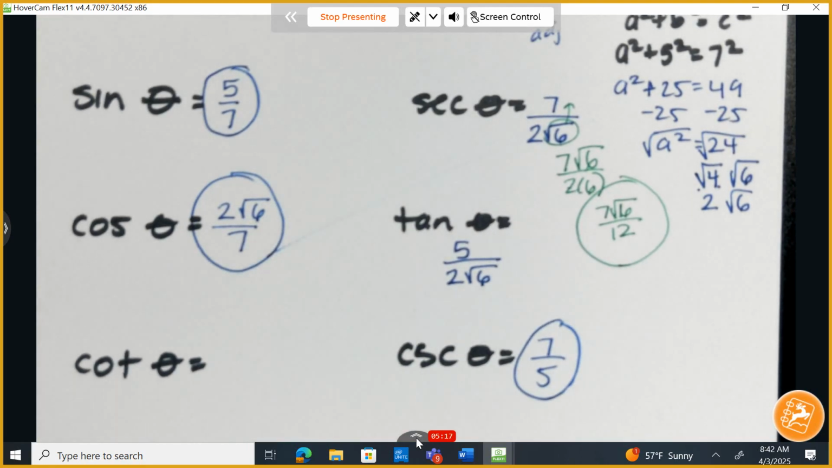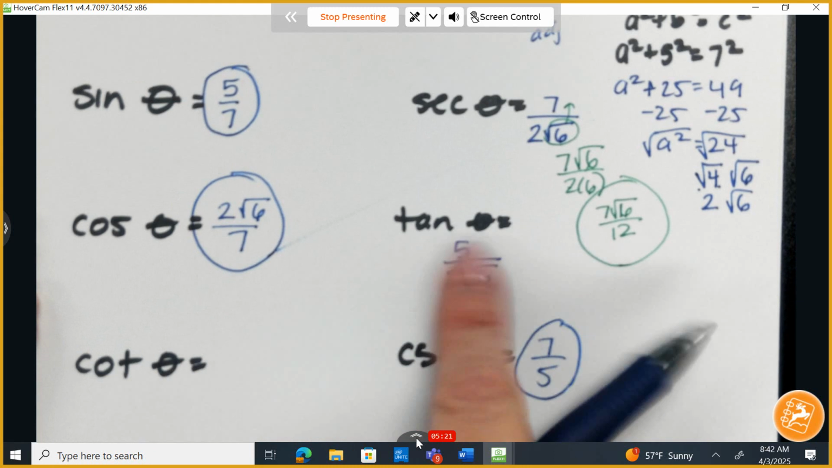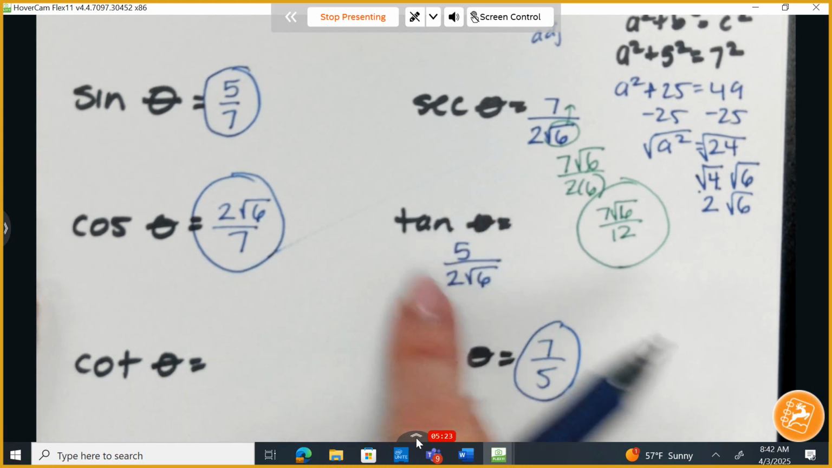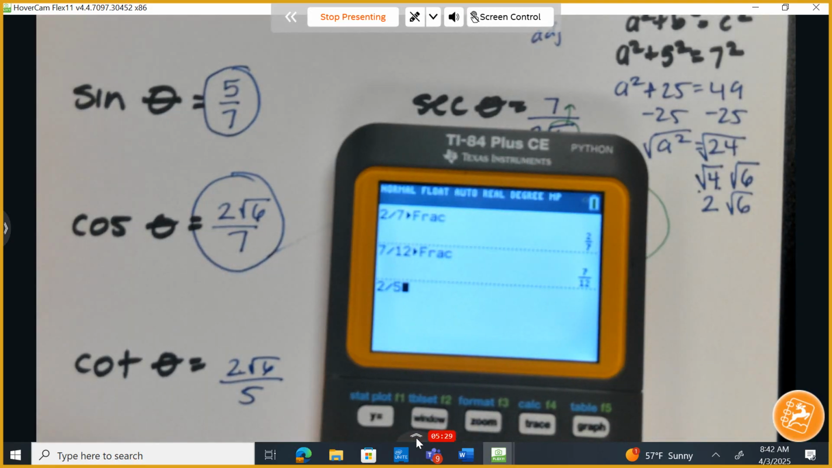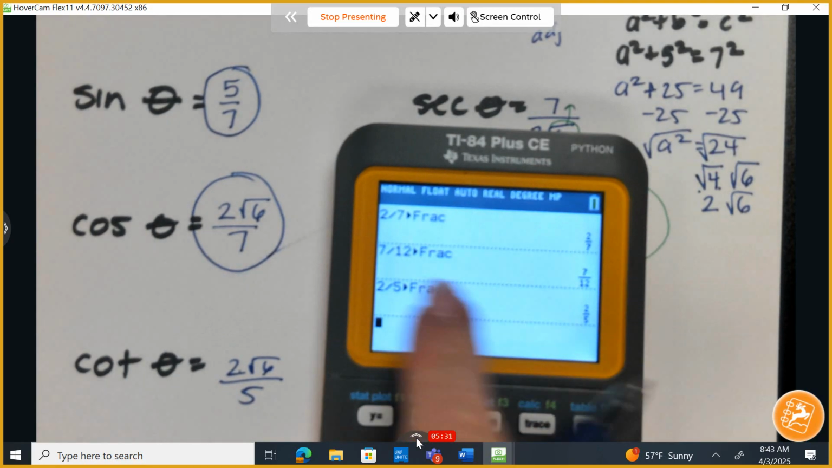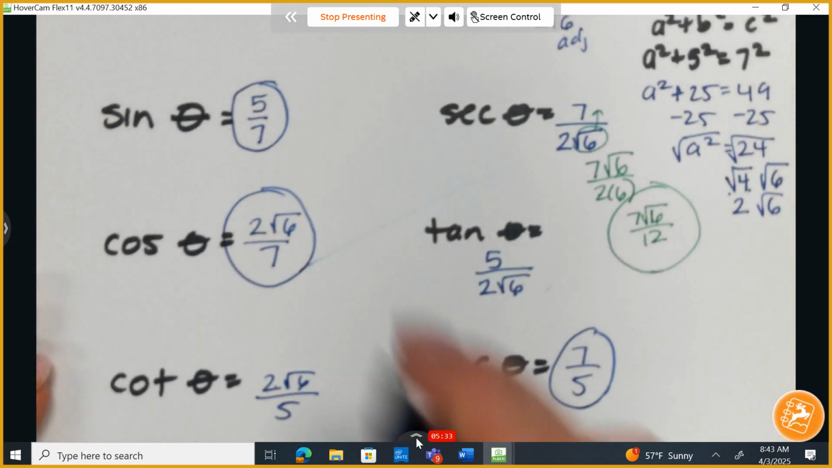Now before I even go ahead and write that in proper form, I know that for cotangent, the only remaining trig function, I just need to flip this. So 2 square roots of 6 over 5, and then 2 over 5, if you weren't sure, 2 divided by 5, we can see that it's in simplified form. I get the exact same. So I'm good right now.